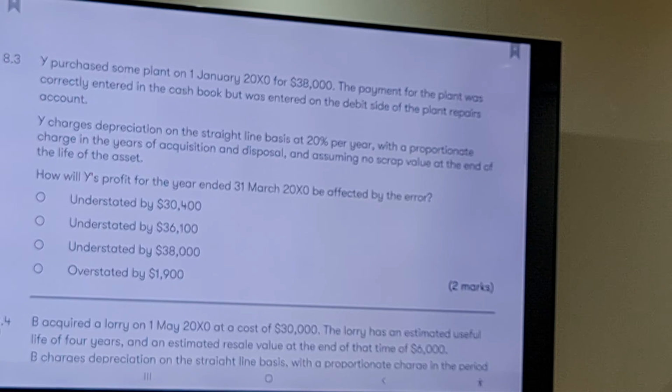Even I am shocked. And without methods, he is telling the answer. It's 38,000 minus 1,900. Wait, let me check. 8.2. Correct.